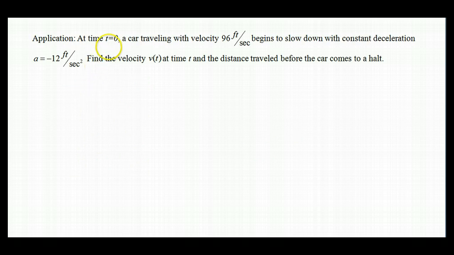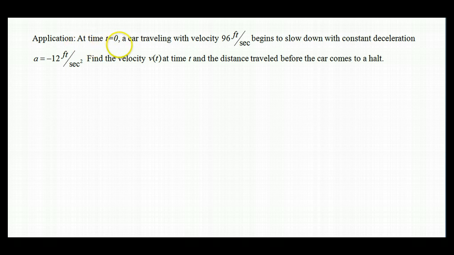Alright, an application. At time t equals 0, a car traveling with velocity 96 feet per second begins to slow down with constant deceleration, a equals negative 12 feet per second squared. Find the velocity v of t at time t and the distance traveled before the car comes to a halt. Alright, so let's go through the problem and try to write down the information using mathematical notation.